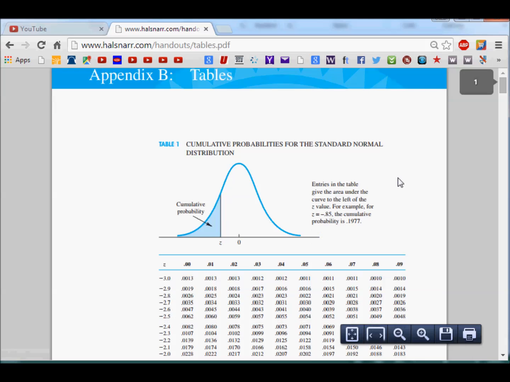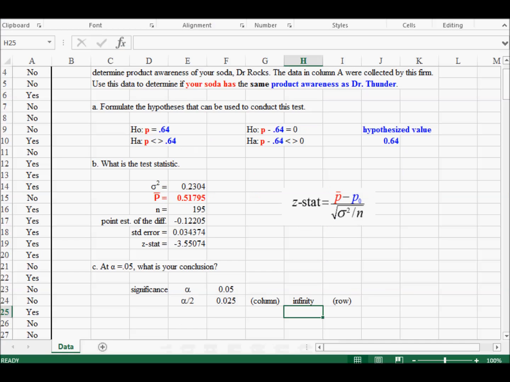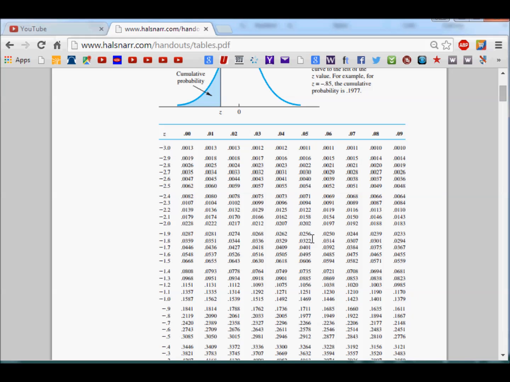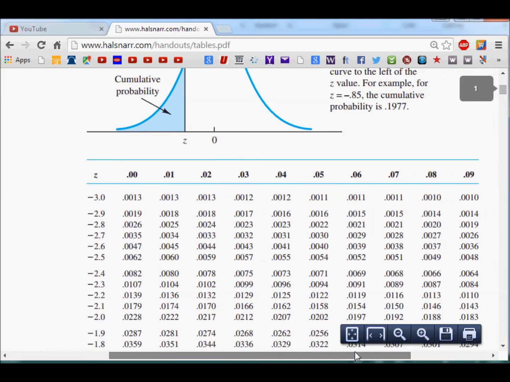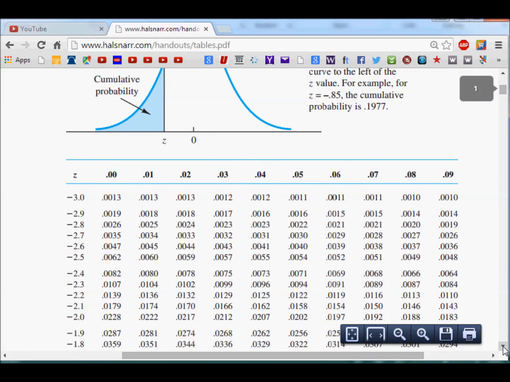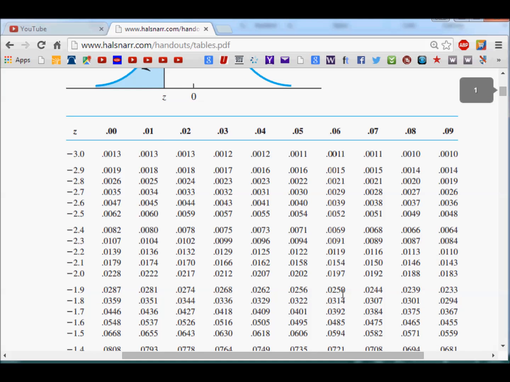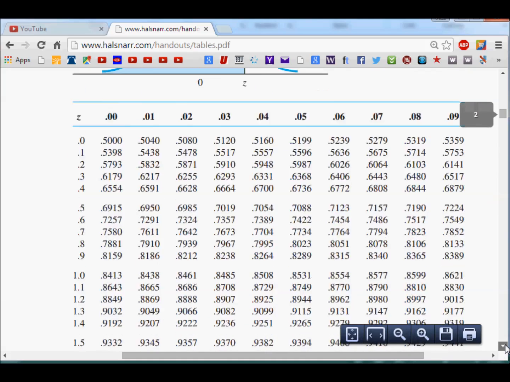The first thing we want to do is find the 0.0250. We're going to find that in the standard normal table. So where is 0.0250? Well, 0.0250 is in row -1.9 and column 06. So our critical value is 1.96. Let's go to the t table.